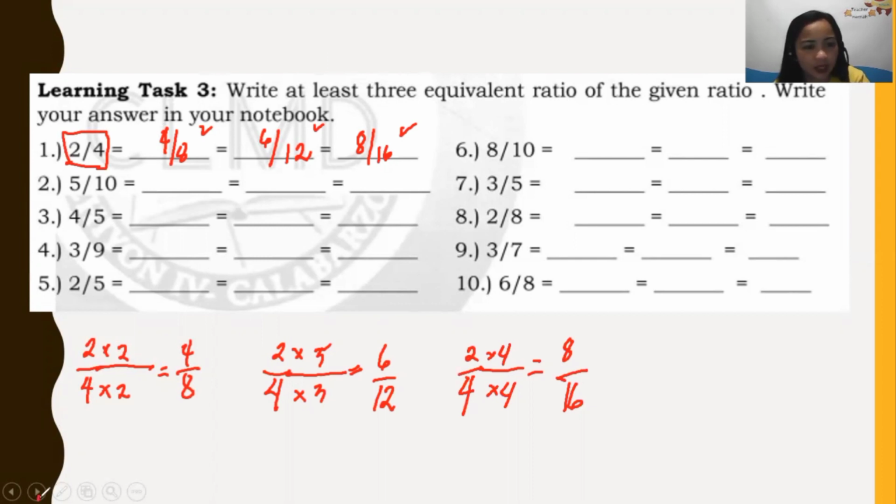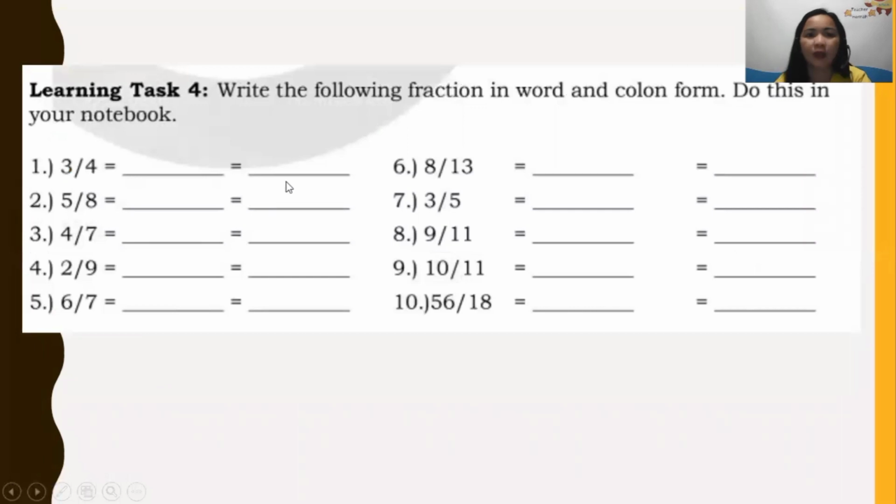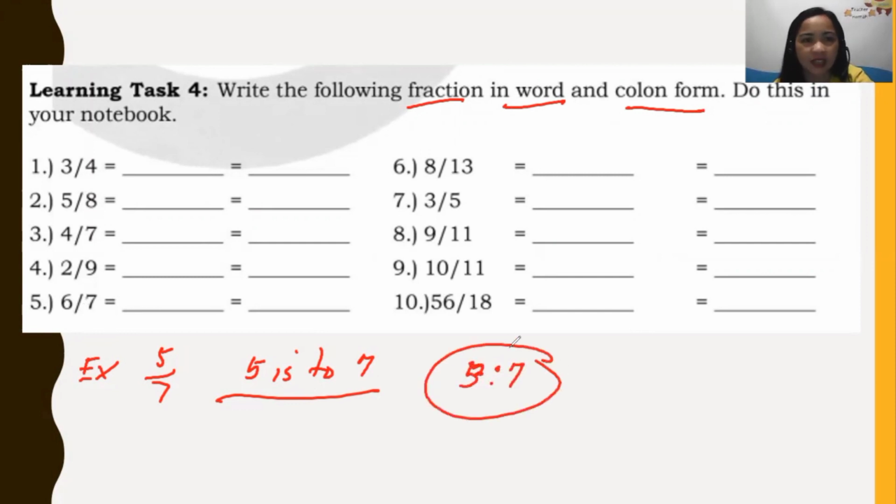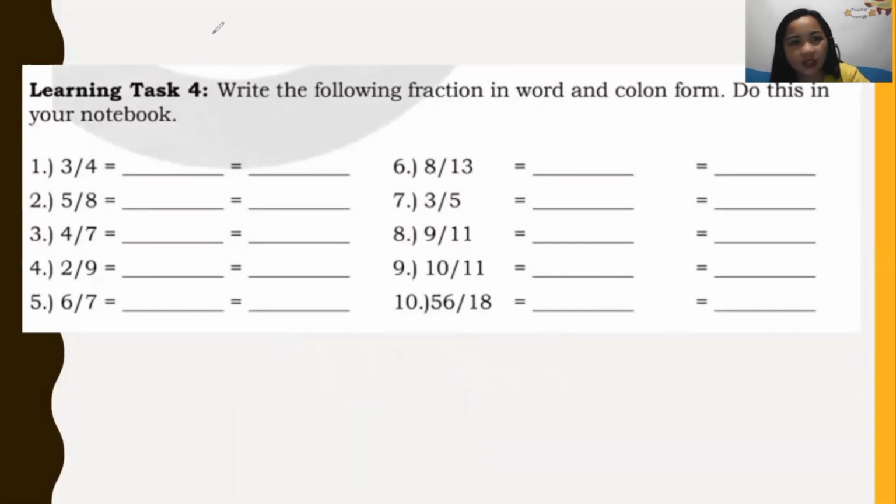Let's proceed to learning task number 4. Now, learning task number 4: write the following fractions in word and colon form. Do this in your notebook. It's very easy. Let's have an example. We have 5/7. In word form, we have 5 is to 7. And in colon form, we have 5:7. That's how simple learning task number 4 is. So, that's it for learning task number 4.